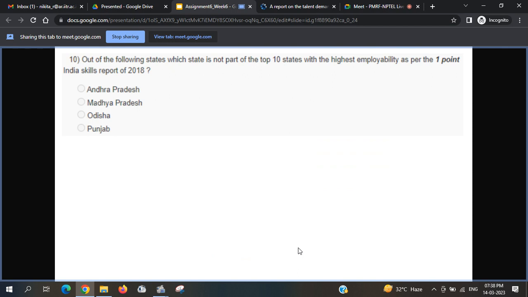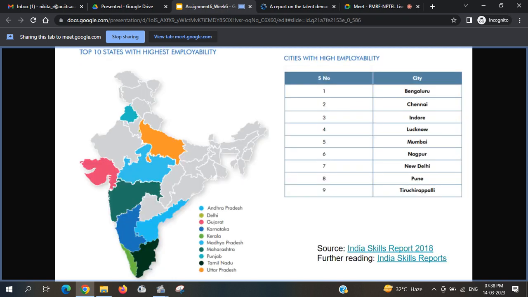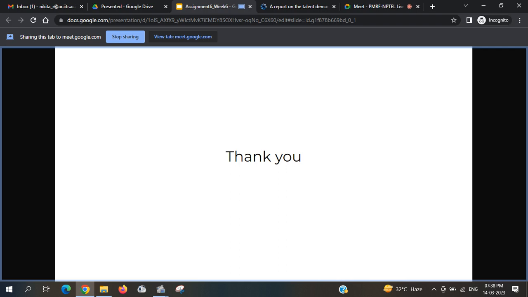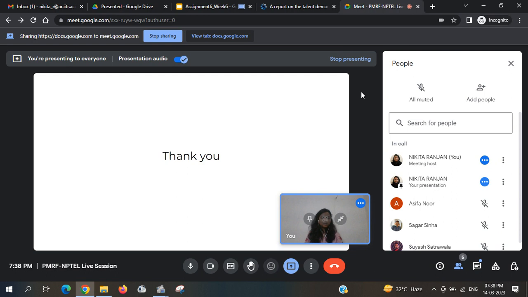So the answer to this question is Odisha, as Odisha is not a state which is a part of the top 10 states in India with the highest employability. So I hope this is clear. This was the last question for today. Thank you very much for attending today's session. I'll take questions now if anyone has any questions.